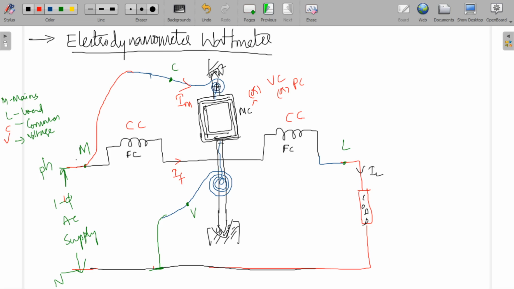Here we use the spring control method. With the deflection of the pointer, the spring is twisted in the opposite direction so that control torque can be provided. Here we use air friction damping.